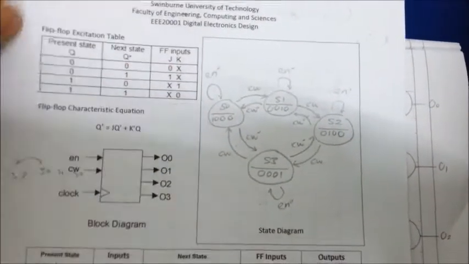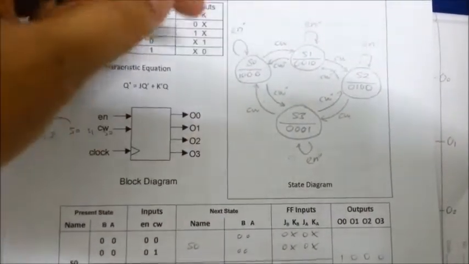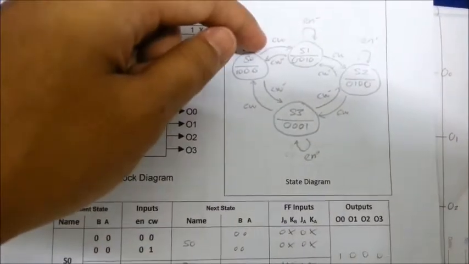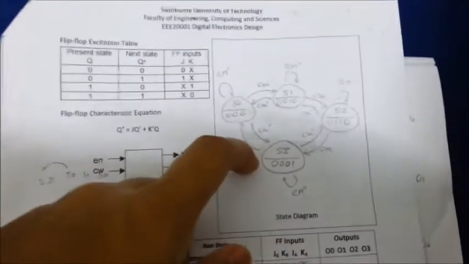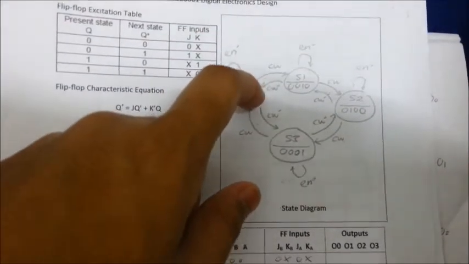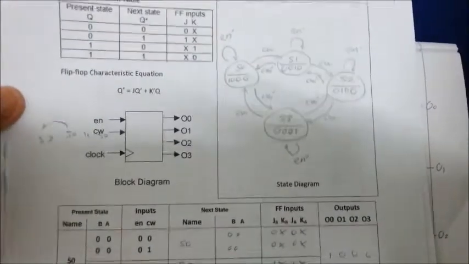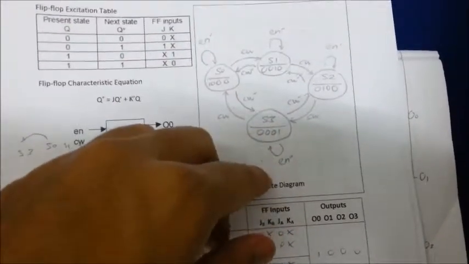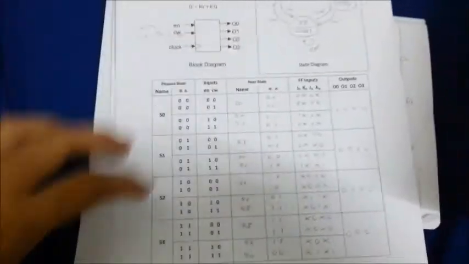And from this stepping sequence, we have managed to get our state diagram. It goes like this. Only when EN and CW are 1, it'll go to the next state in a clockwise direction. But if EN is 1, but CW is 0, it'll move to the next state, but in a counterclockwise direction. And from the state diagram, and with the help of the flip-flop excitation table, we have managed to fill up our table like this.